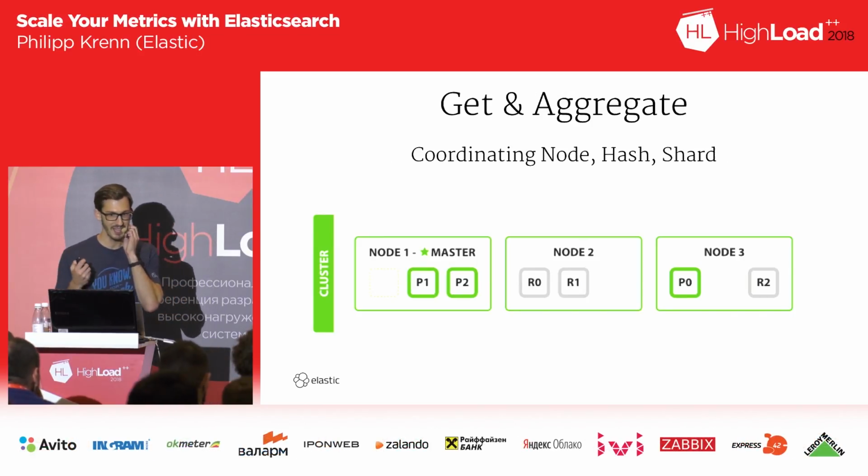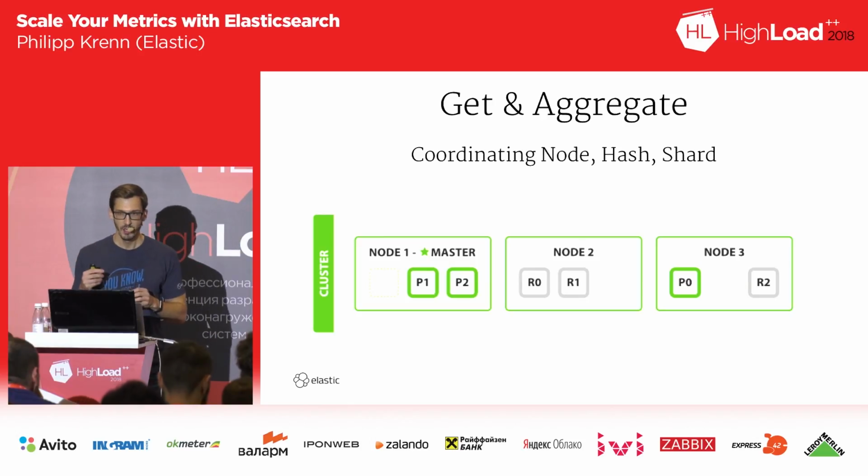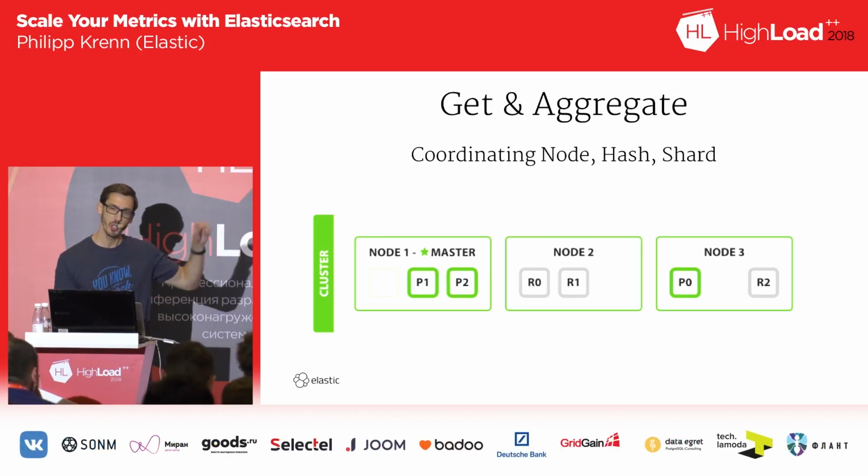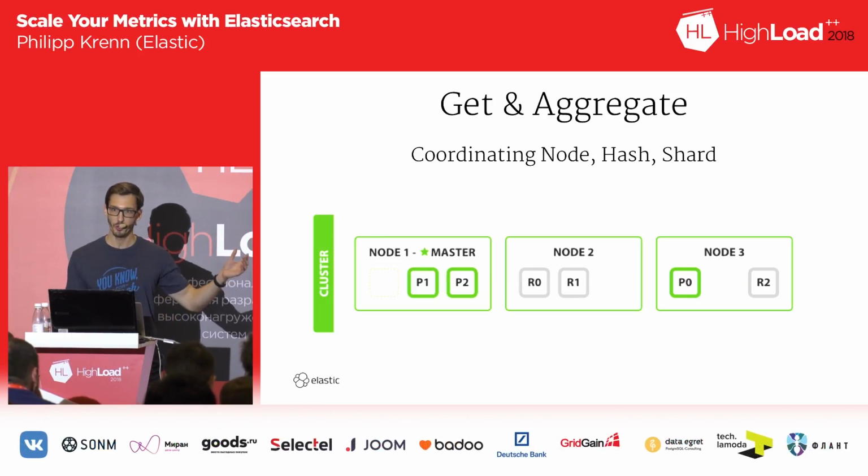If you do a get or an aggregate operation, once again, every read operation goes to a coordinating node. Your client doesn't need to figure out where a document lives. So if you do a get by ID, you send that to the coordinating node. The coordinating node will hash that ID again and figure out, oh, it's that shard. Then it forwards that request to the right shard. The shard will give the coordinating node the document back and hand that back to the client.